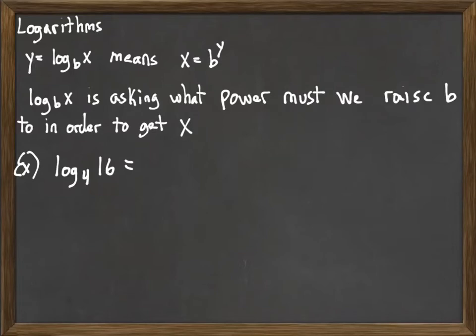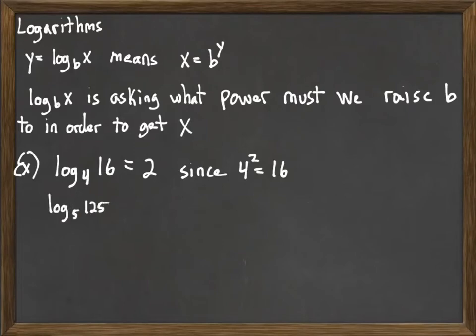Now we're asking what power must we raise 4 to, in this case, to get 16? And the answer is 2. The reason it's 2 is, if we turn around, we know what it means to square something. 4 squared is 4 times 4, which is 16. So log base 4 of 16 is equal to 2. So very important for working with logarithms is understanding all the different exponent properties that we had previously, as they're going to come up in these problems.